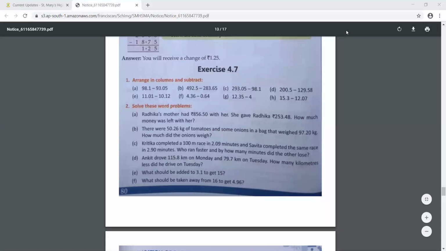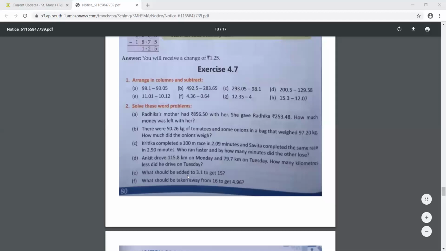So when you write the therefore statement, you have to be careful. Don't write the question words like how many, who, how much. These question words will not come in the therefore statement because now you are giving the answer. You are not asking a question. Okay. So therefore, the number of kilometers less he drove on Tuesday. That can also be your therefore statement.